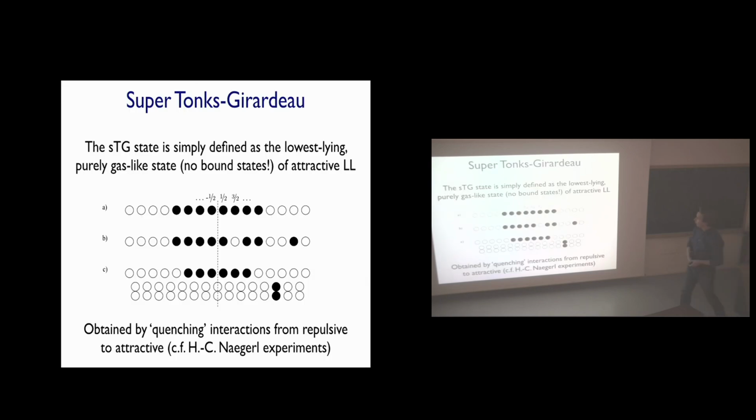There's a thing called the super-Tonks-Girardeau gas. So what is this? Let me take Lieb-Liniger, but let me take attractive interactions in the Hamiltonian. So there exist bound states in this system. Atoms are able to find exponentially localized bound states, just like an atom.